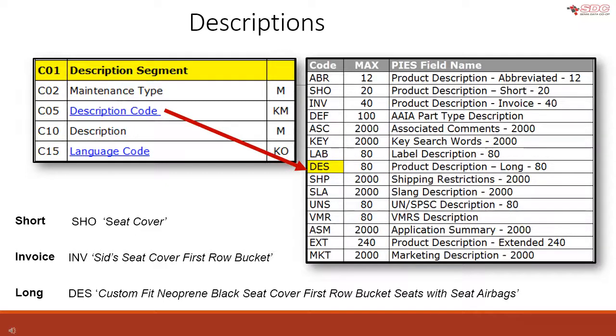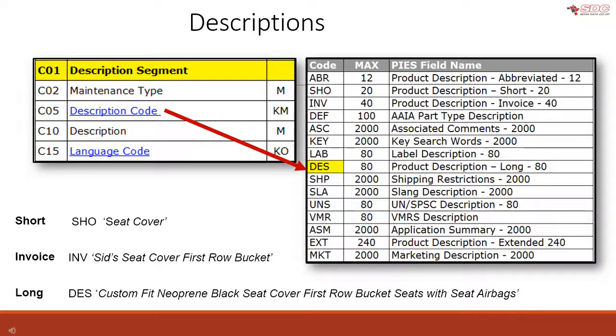The description segment is a good place to also demonstrate how looping in the standard works. So when you look at the PIES document, you'll see each segment with the fields that pertain to that segment, and then some fields that are labeled codes. So you'll see that there in the middle, there's code ABR, and then that's listed as the field name as it's an abbreviated description that's 12 characters long. So that's how that reads.